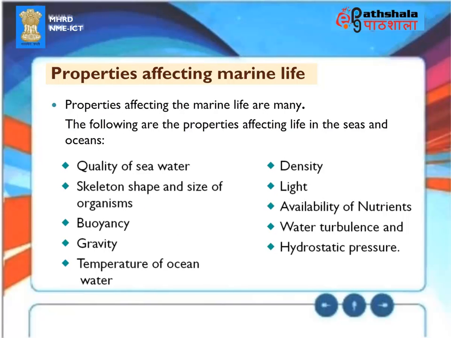Properties affecting marine life. Properties affecting marine life are many. The following are the properties affecting life in the seas and oceans: quality of seawater, skeleton shape and size of organisms, buoyancy, gravity, temperature of ocean water, density, light, availability of nutrients, water turbulence, and hydrostatic pressure.